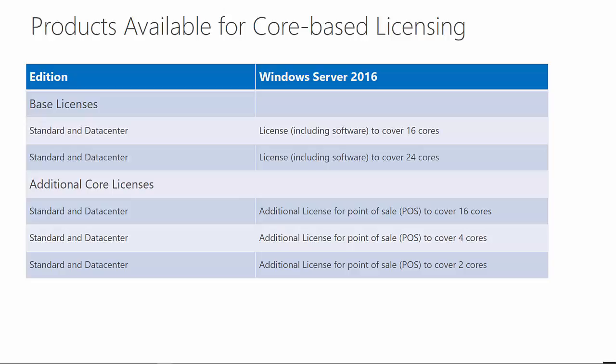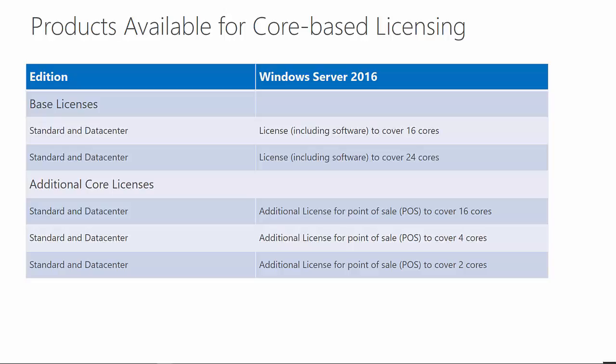So that way, if you've got someone who says, look, I don't want to have to buy the base license and then start buying additional core licenses, if you've got two CPUs with 12 cores each or less, you can just buy the one-off base license that includes 24 cores and you're covered there.